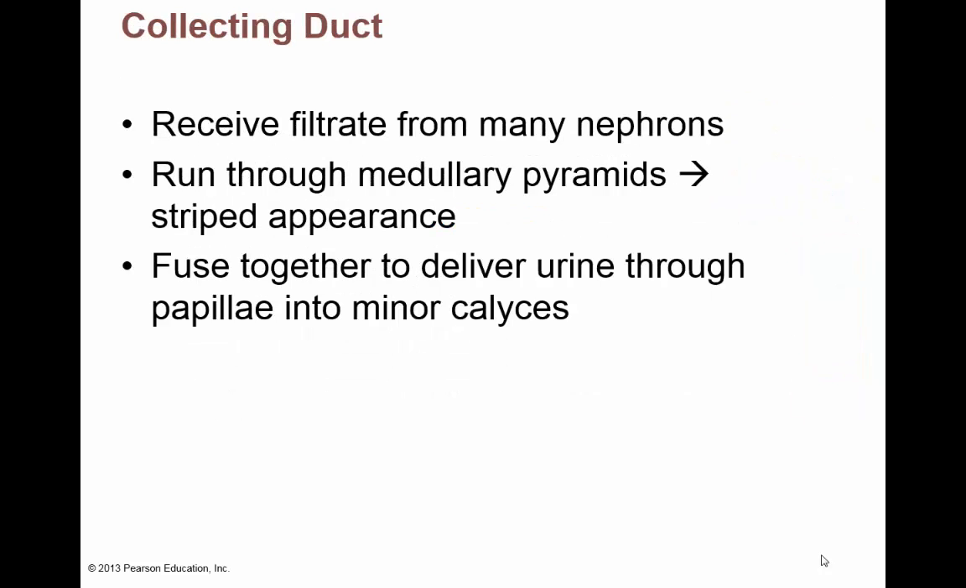They run through the medullary pyramid, giving it the striped appearance, and they do fuse together, and they deliver urine through the papilla, the apex, into the minor calyces, that little funnel at the top part of the pyramid.